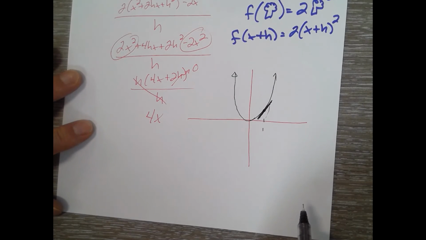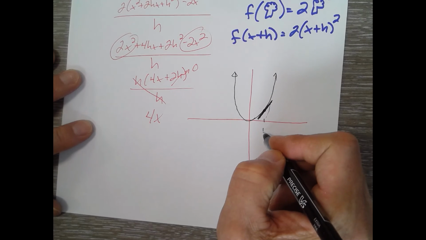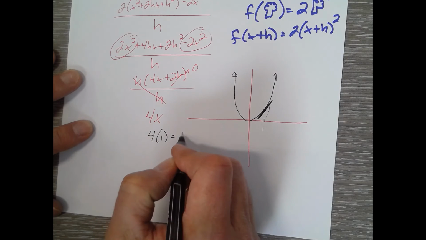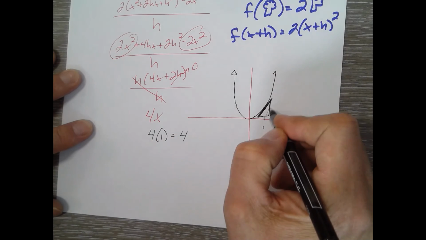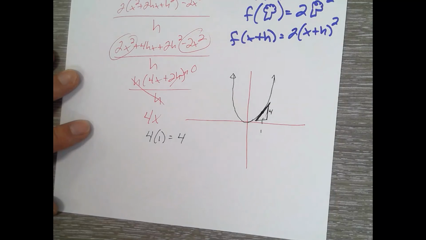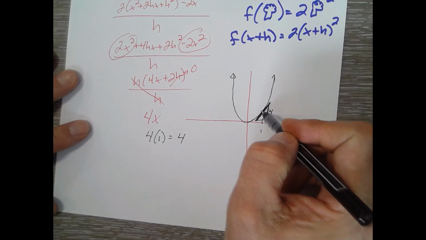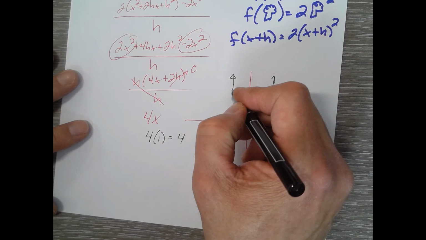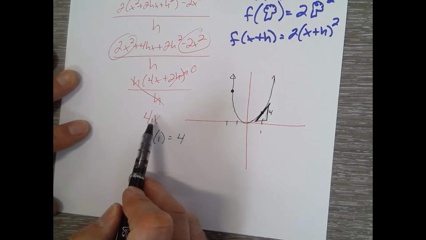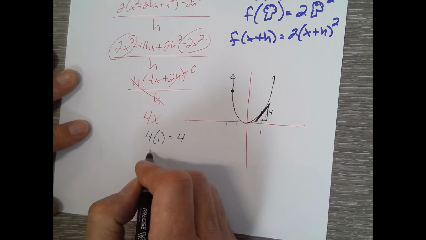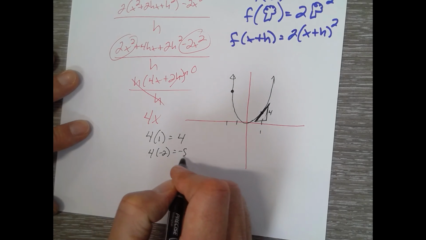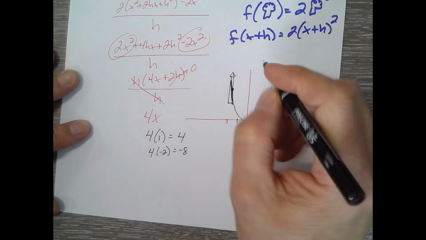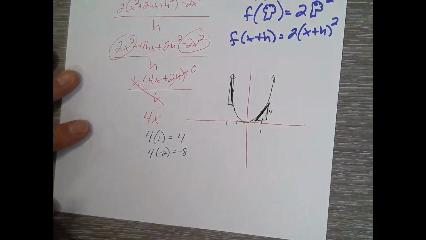If we want to know how steep it is at 1, we plug 1 into our expression here. 4 times 1, we get 4. This has a steepness of 4 over 1. That's how steep the parabola is at 1. If I wanted to know how steep it is at negative 2, I plug negative 2 into my derivative. It would be 4 times negative 2, or negative 8. This has a steepness of negative 8. Notice it's going down.